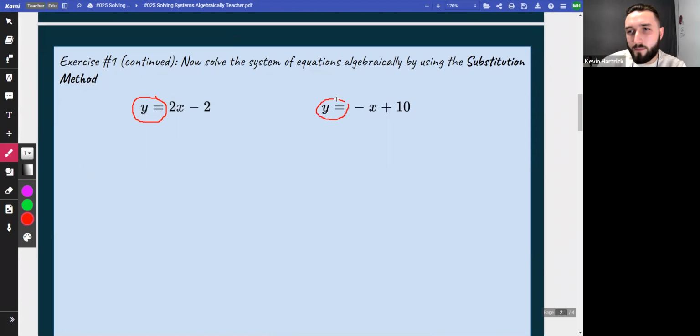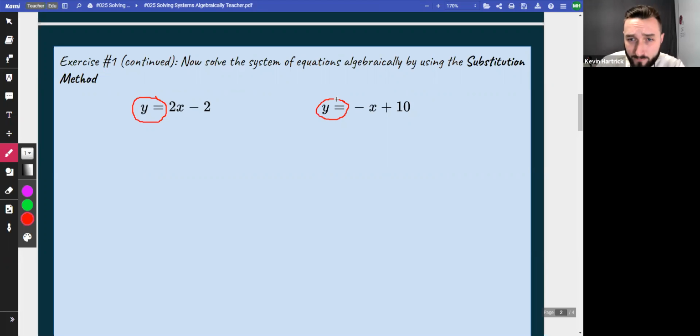Now, what does an equal sign mean? It means that this side is the same as this side. Same thing with this side is the same as this side. That's what an equal sign means, right? So these two equations are telling me that they are both equal to y. So this is where the substitution method comes in. Basically, I'm going to set these both equal to each other, because if they're both equal to y, they're both equal to each other.